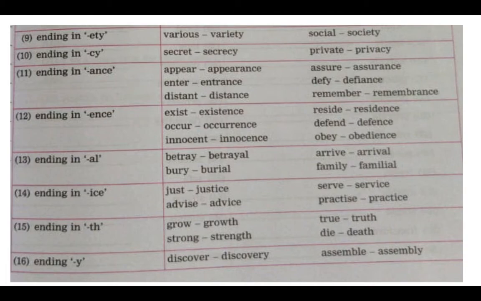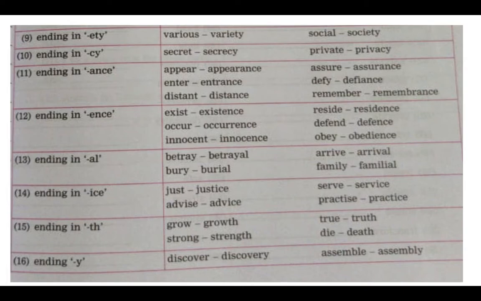So you can have ety. For social, you have society, various, variety. Cy, secret, so secrecy. ance is also a suffix which you add at the end. So appear would become appearance. ence, exist, existence. Okay. al, also very important as a suffix. Betray becomes betrayal.